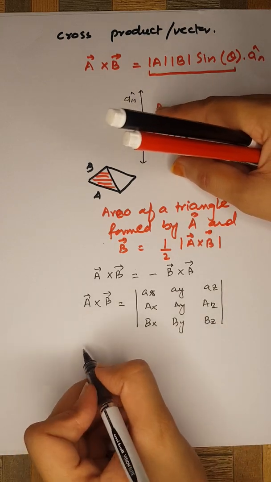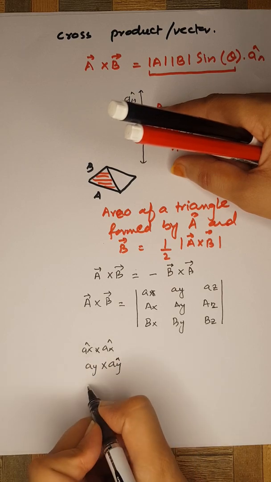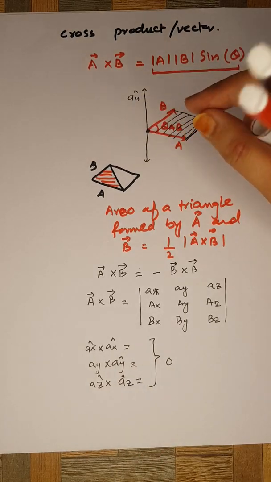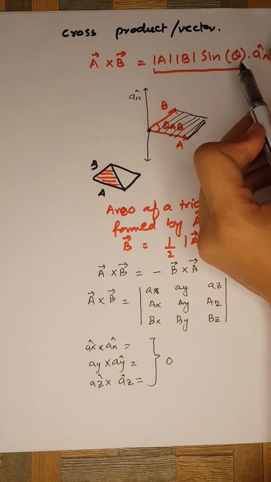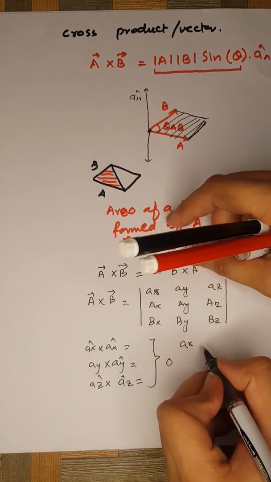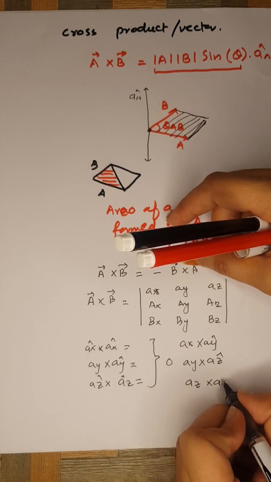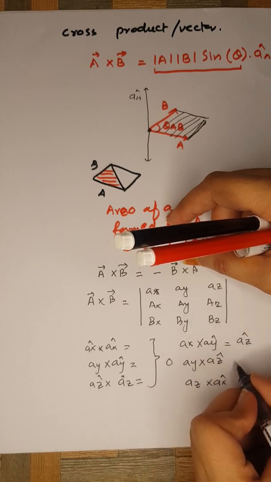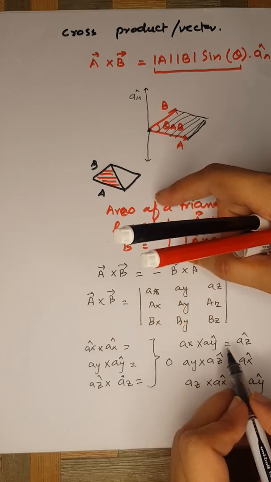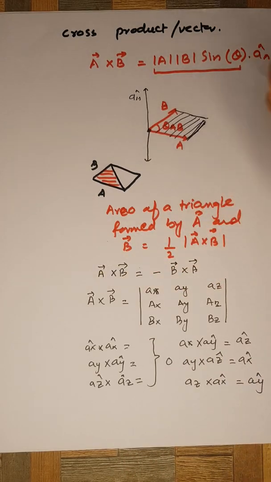One thing to be noticed, that AX cross AX hat, AY cross AY hat, AZ cross AZ hat, they all are equal to 0 because the angle between them is equal to 0 and sine of 0 is equal to 0, that's why. But AX cross AY hat, AY cross AZ hat, AZ cross AX hat: X Y will give us the Z hat, Y Z will give us X hat, Z X will give us Y hat. Why? Because if X and Y are perpendicular and form a plane, then the Z vector will be perpendicular to the X and Y axis, and same is the case for the rest of these multiplications.